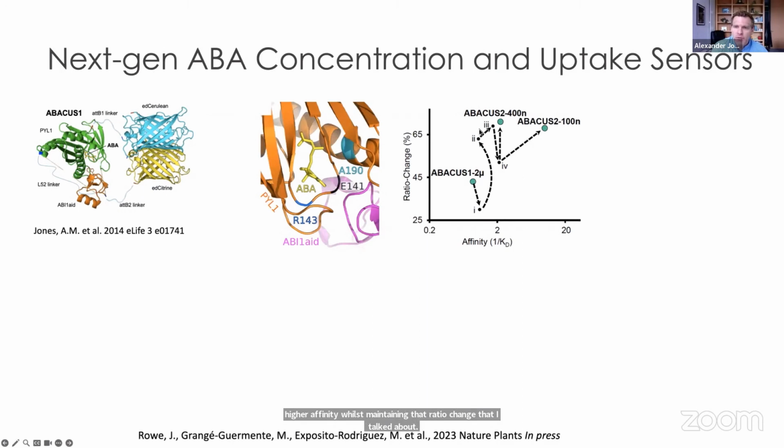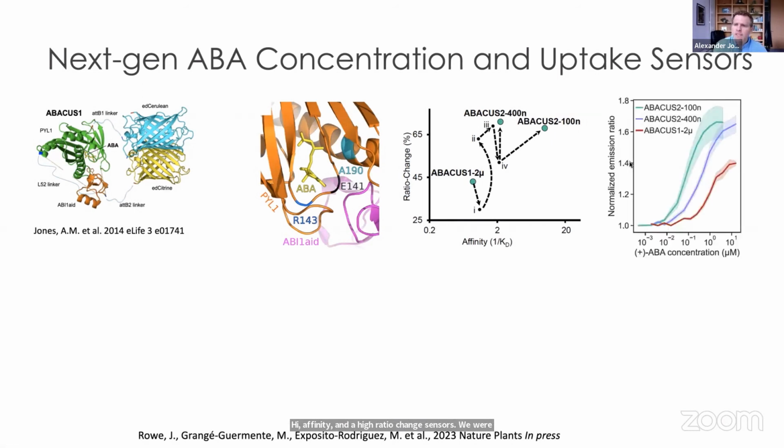And so this is our random walk through the engineering forest. And what we see is that eventually we did arrive at high affinity and high ratio change sensors that we were excited about, called next generation Abacus 2 sensors. This is the emission ratio in response to different concentrations of ABA in vitro. And this is showing you that the new sensors are responding to lower concentrations of ABA with substantial ratio changes. So these are going to be, hopefully, better in vivo when expressed in plants.